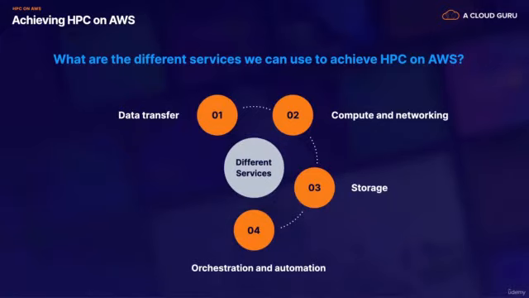So what are the different services we can use to achieve HPC on AWS? And we'll start by looking at data transfer. So how can we get our data into AWS? What are the compute and networking services we can use in AWS? What are the storage services? And then how can we do orchestration and automation? So let's start with data transfer.